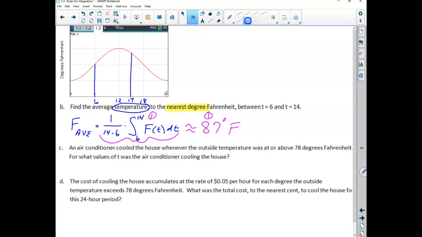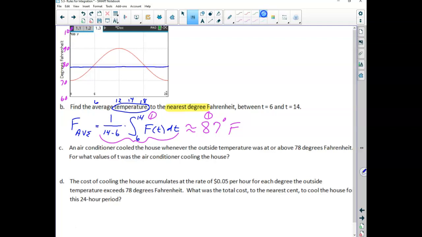Okay, moving on. An air conditioner cooled the house whenever the outside temperature was above 78 degrees Fahrenheit. For what values of T was the air conditioner cooling the house? There's absolutely no calculus involved in this problem. There's none. So all they're doing is they're saying, hey, this is like an Algebra 2 problem. Here's my curve. This is 60, 70, 80, 90, 100. The air conditioner kicked on whenever the temperature was, what? At or above 78 degrees Fahrenheit.